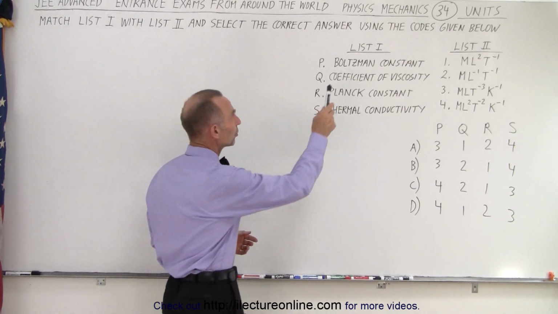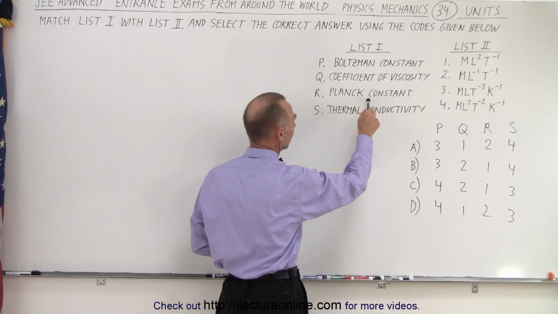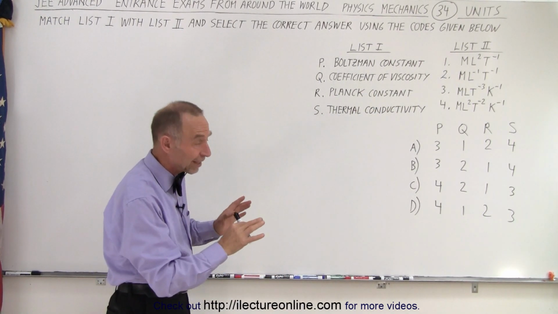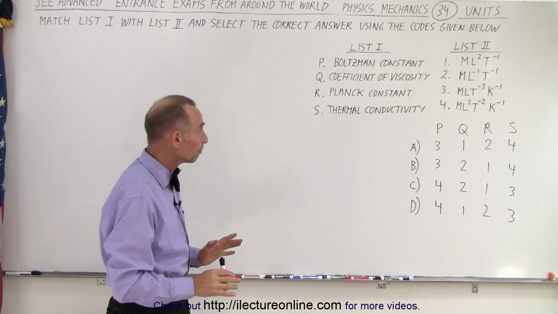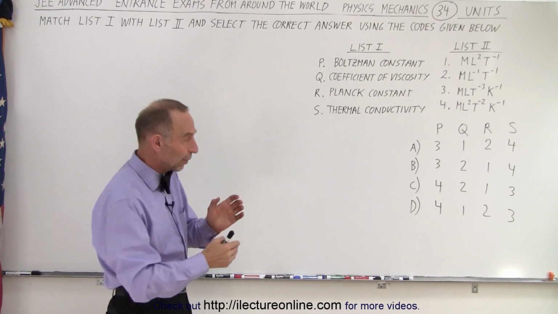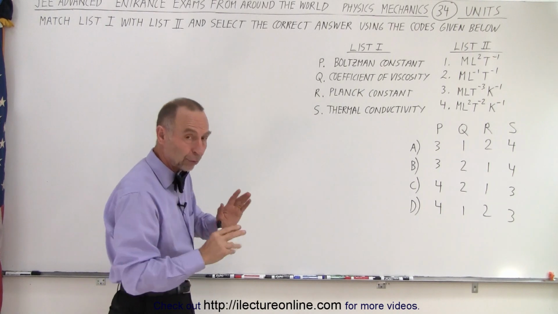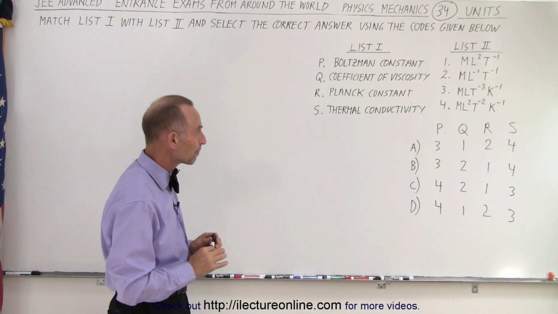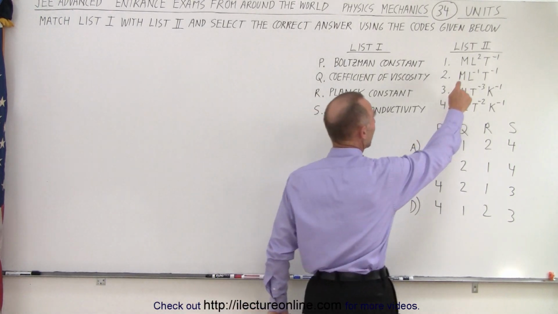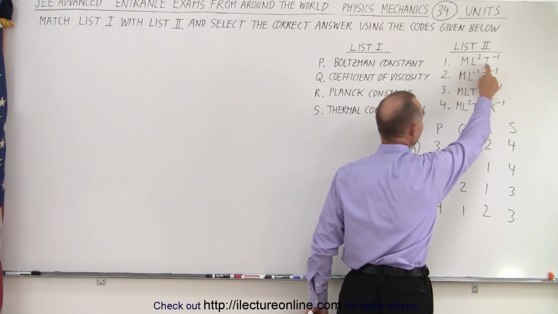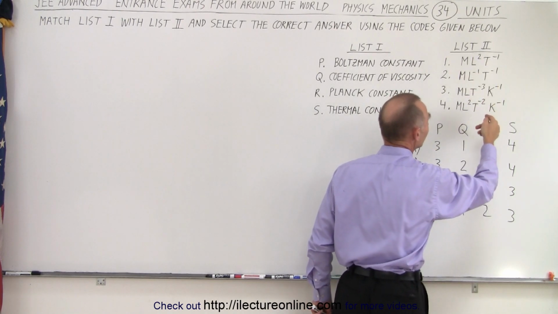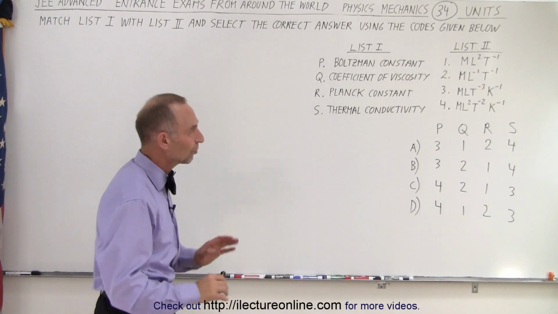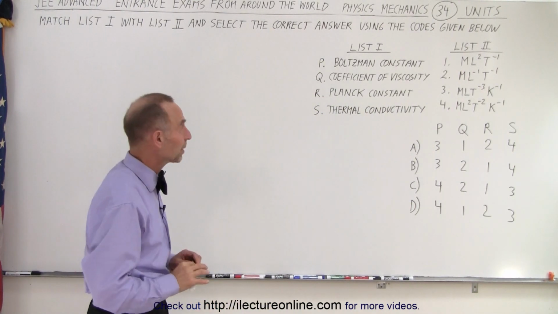So we're given the Boltzmann constant, the coefficient of viscosity, Planck's constant, and thermal conductivity. Now, it turns out that you don't need to work them all out at once. You may want to just grab the easy ones, and if you have 2 out of 4 in the correct order, you probably can choose the correct answer, so you can work through this fairly quickly. Notice that M stands for mass, L stands for length, and T stands for time. They use capital T for time, and K for Kelvin or temperature. So you can see that it can get a little bit confusing. You have to be careful.